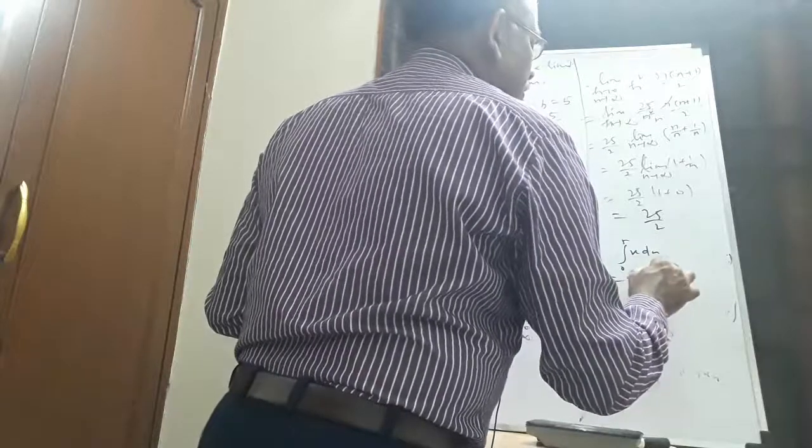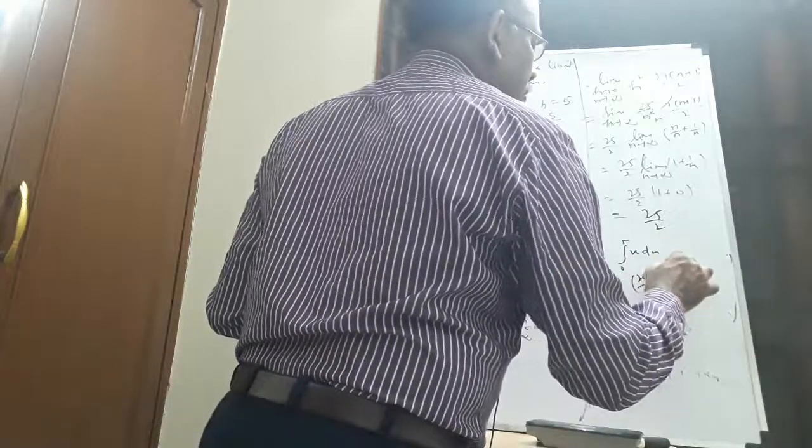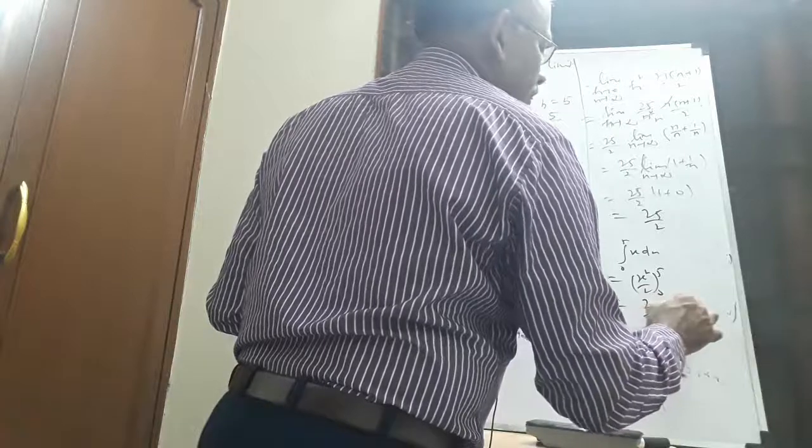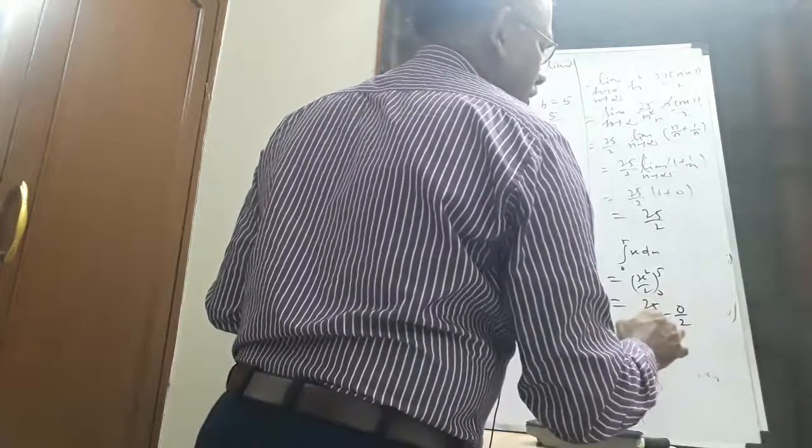I can easily verify the answer: integral 0 to 5 of x dx, which is x square by 2, 0 to 5. Apply the upper limit, 25 by 2, minus, apply the lower limit, 0. Therefore, it is reduced to 25 by 2.